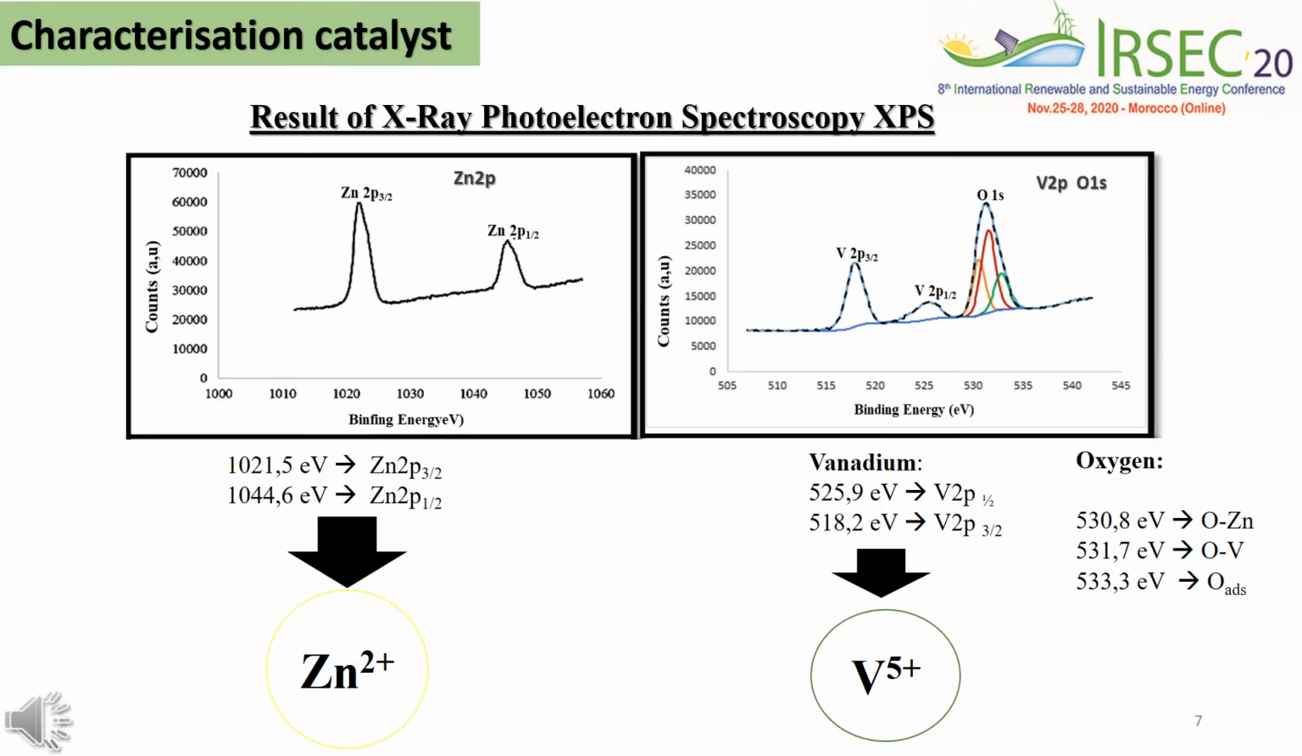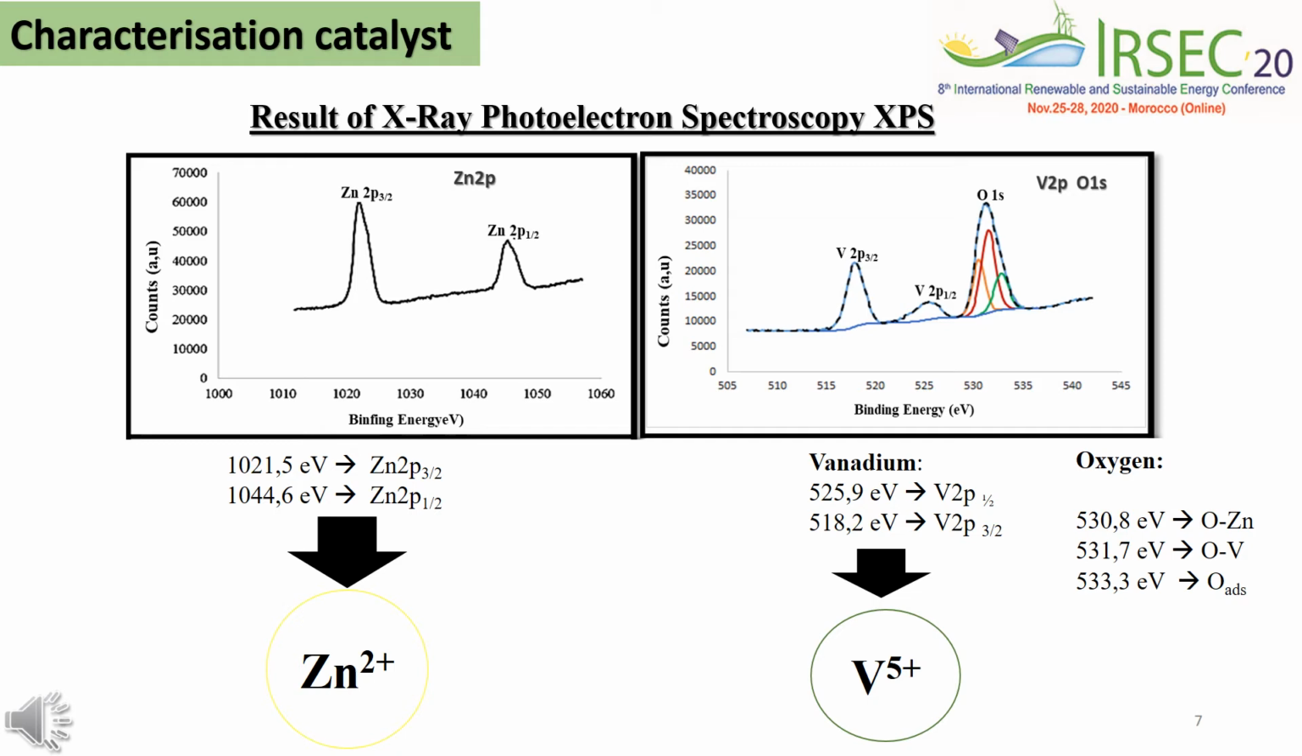For the zinc 2p spectrum, we see two binding energy peaks at 1021.5 and 1044.6 electron volts that could be attributed to zinc 2+. The binding energy peaks located at approximately 525.9 and 580.2 electron volts for the vanadium 2p spectrum are characteristic of the presence of vanadium 5+ ions.